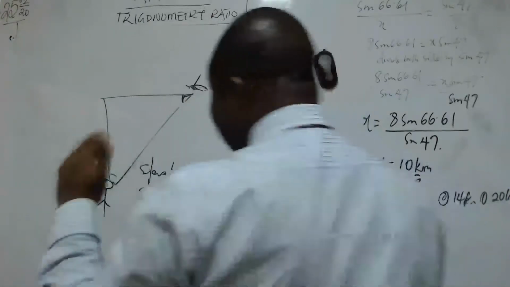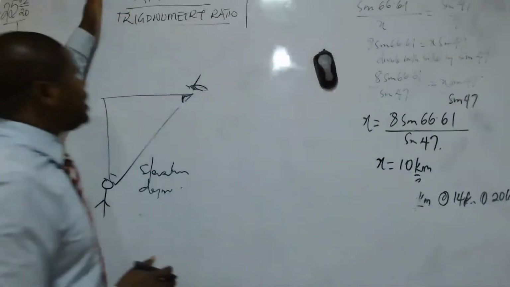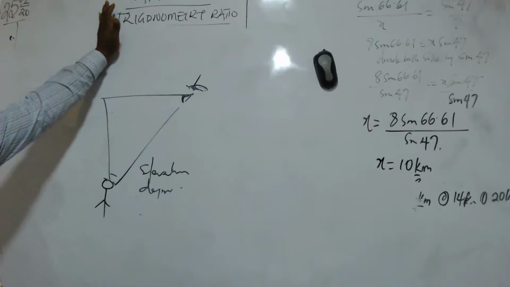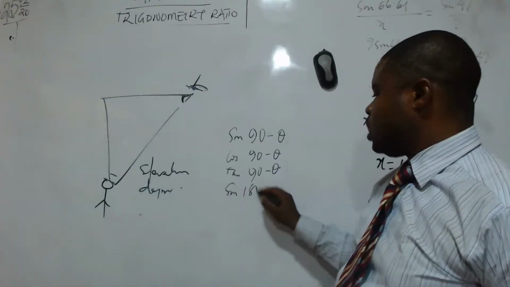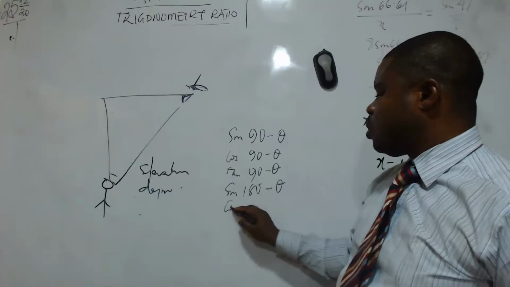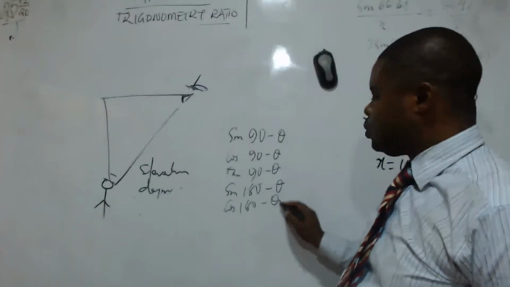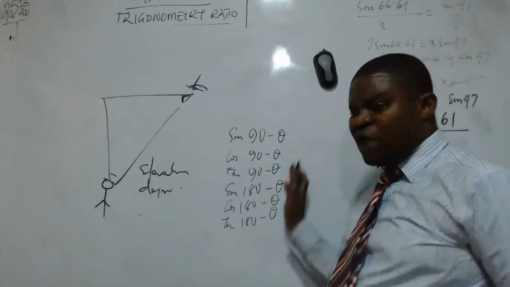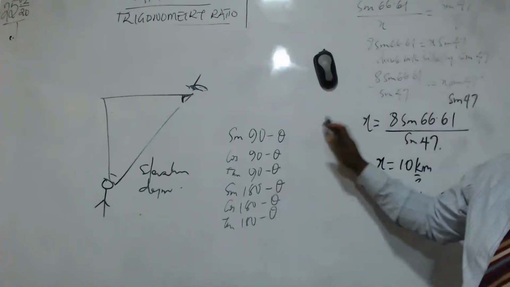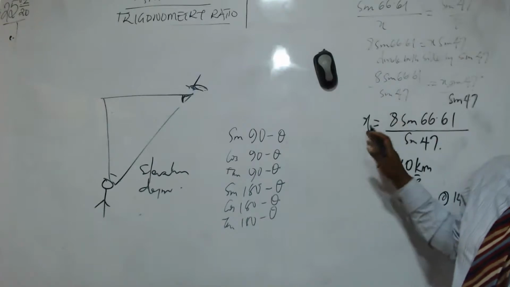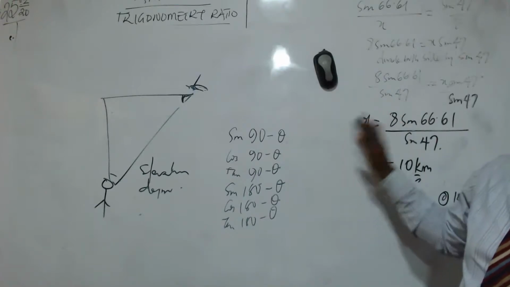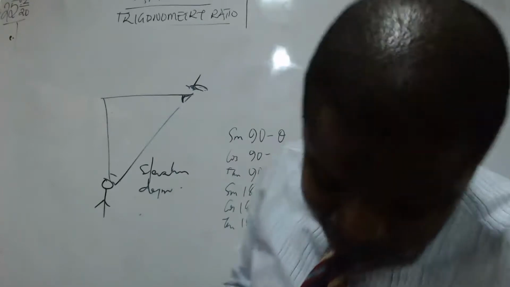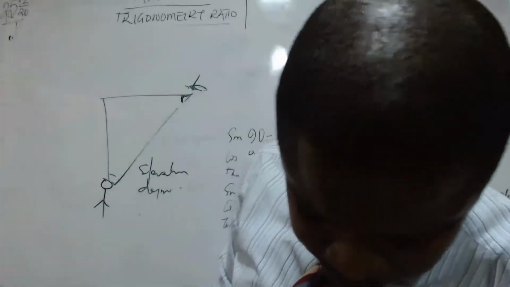Then, another thing again we need to know when we are dealing with trigonometry ratio: sine 180 minus theta, cos 180 minus theta, then tan 180 minus theta. Very, very important when we are solving questions in trigonometry ratio. Right? Okay? Now, before we call it a day, let's look at this question.